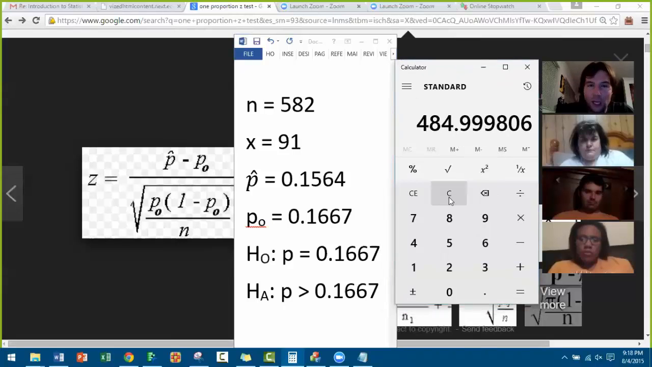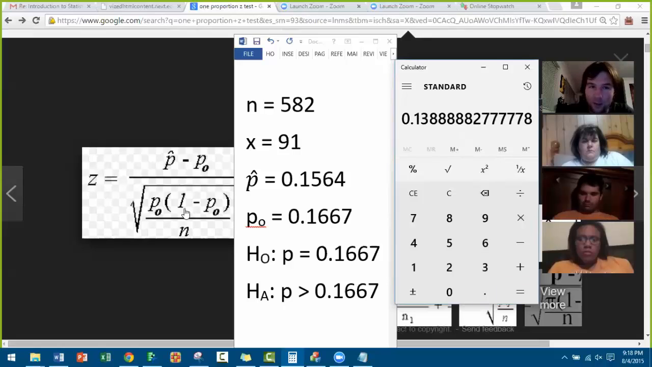I need to take the sample proportion, which is the observed minus the expected over the standardizing factor. In truth, it's easy to solve the standardizing factor first at the bottom. When you solve these, take your P0 and Q0, because Q0 is 1 minus P0. Then divide by your sample size and then square root it. And that is your standard error.